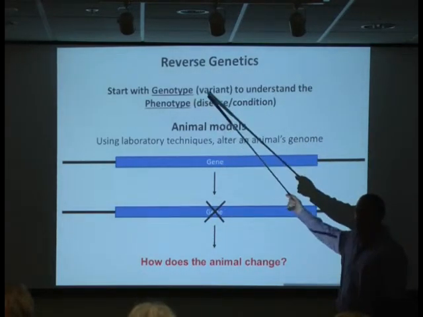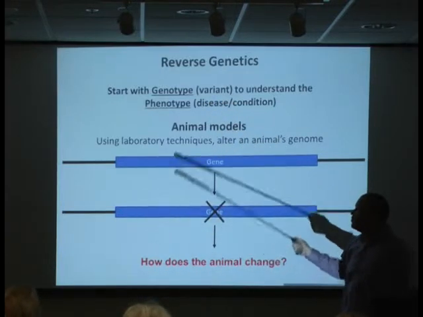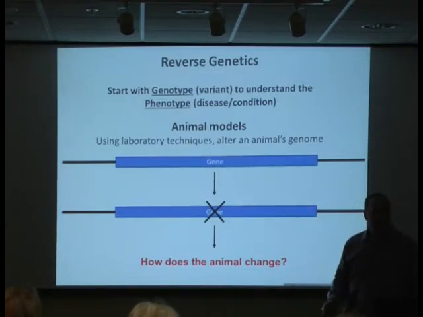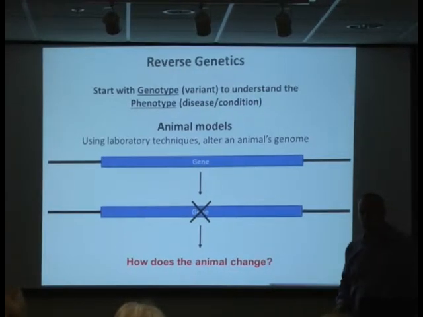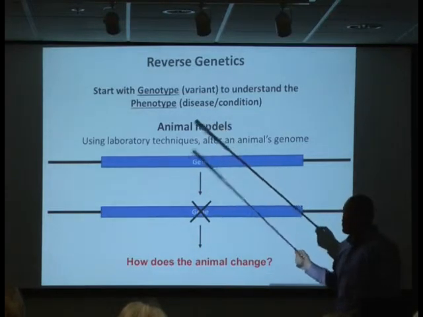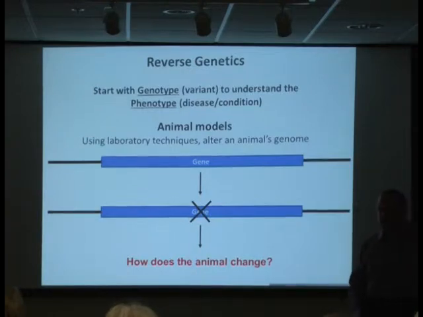So we start with a gene of interest, and the goal is to understand what that gene does at the phenotypic level, meaning a condition or a disease. That's what phenotype means. So red hair is a phenotype. Blue eyes is a phenotype. These are all conditions. This reverse genetic strategy is commonly applied in animal model systems.